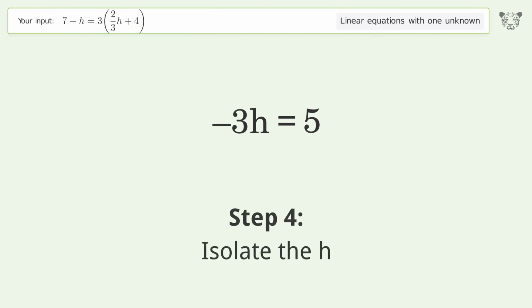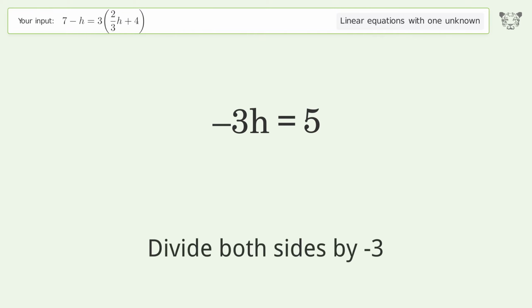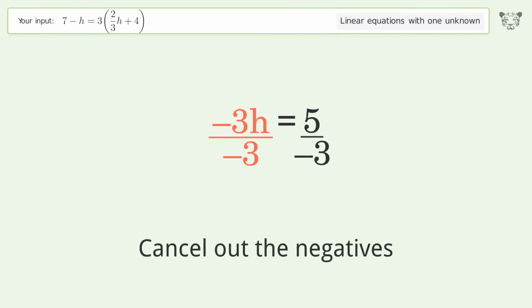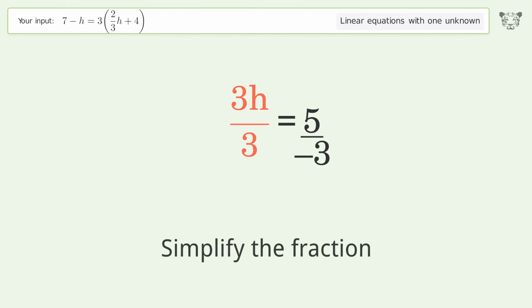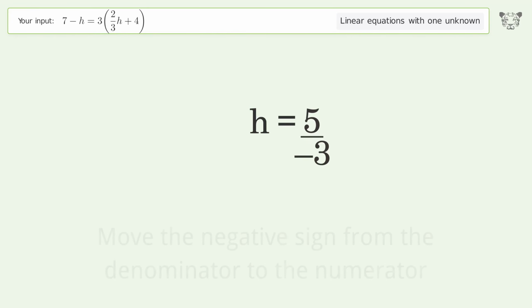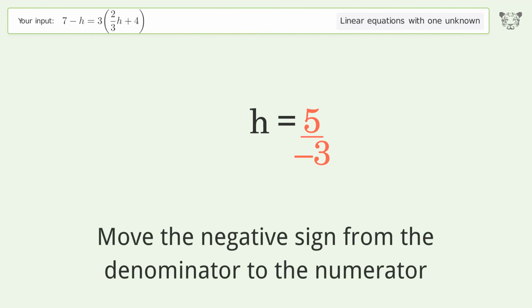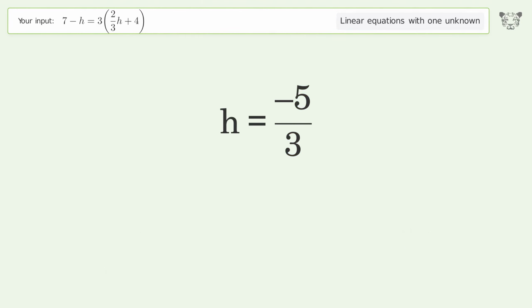Isolate the h. Divide both sides by -3. Cancel out the negatives. Simplify the fraction. Move the negative sign from the denominator to the numerator. And so the final result is h equals -5/3.